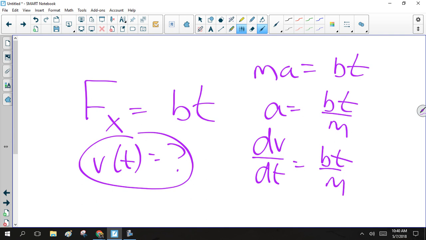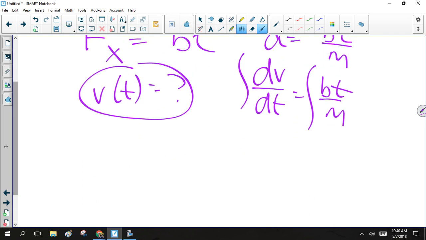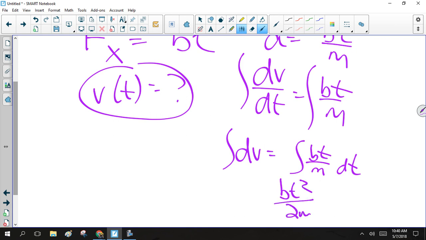So integrate both sides with respect to t. Well, multiply by dt and then integrate. That's crappy notation, what I just wrote there. dv equals the integral of bt over m dt. Yeah, and so when you integrate, you get bt squared over 2m. Cool? Too fast? All right. So that was number 10.